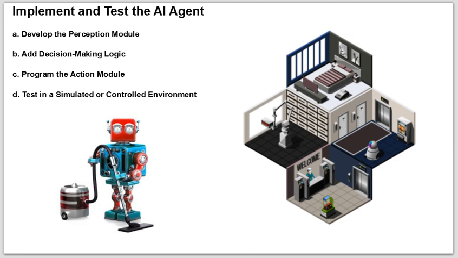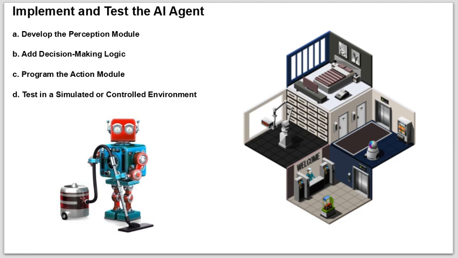Test in a simulated or controlled environment. Validate the agent's behavior in a simplified environment first before deploying it in the real world. So test the robot in a model room with known obstacles before using it in an actual house or factory areas or malls, etc. Then incorporate learning adaptability.